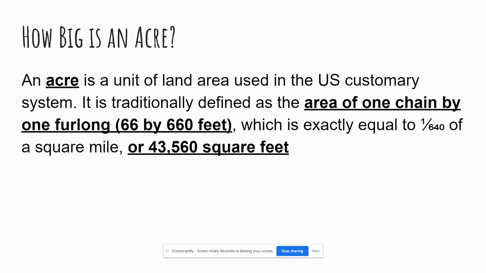An acre is a unit of land area used in the U.S. customary system. It's traditionally defined as the area of 1 chain by 1 furlong, which is 66 feet by 660 feet, which is exactly 1/640th of a square mile or 43,560 square feet.